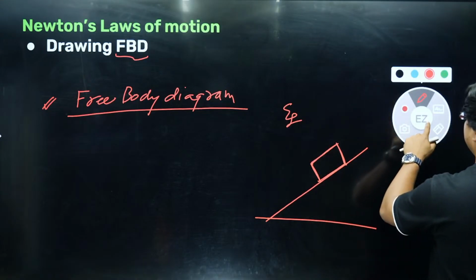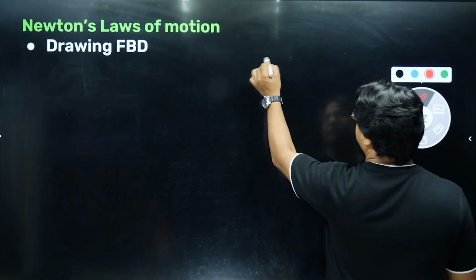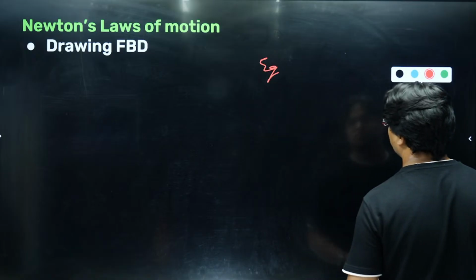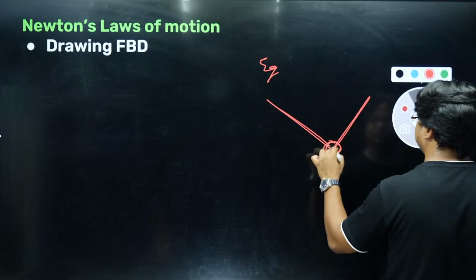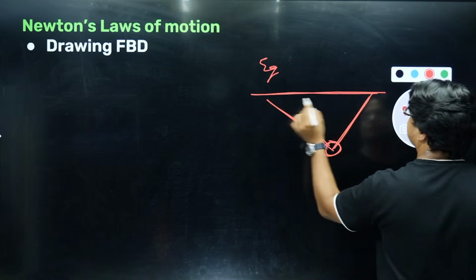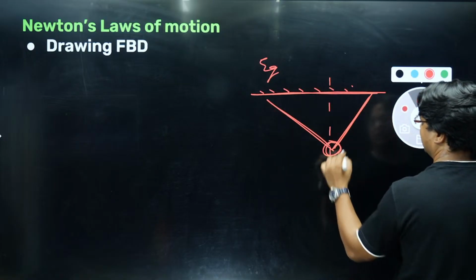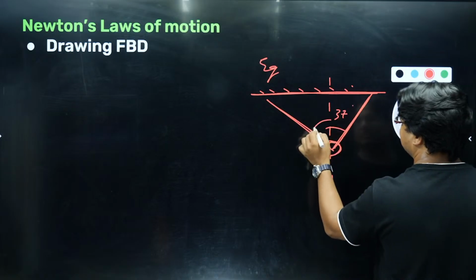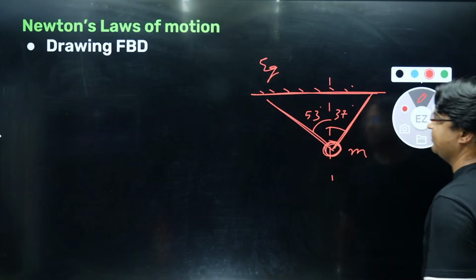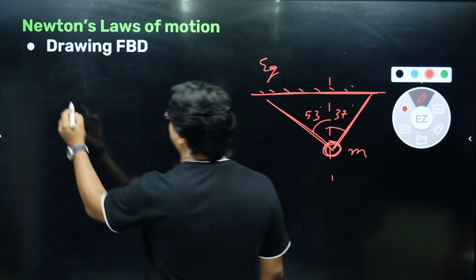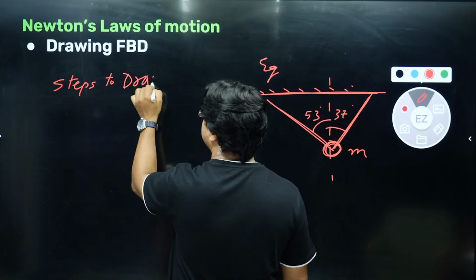Rather, let me do something. Let me take it differently, because here friction would have come into the picture. Let's say there is a mass, and this mass is hanging like this from two strings. And we know that this angle is, let's say, 37 degrees, and this angle is, let's say, 53 degrees. This is mass M. Suppose I want to draw the FBD of the mass. So what are the steps to draw an FBD?